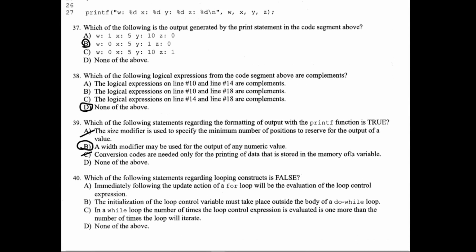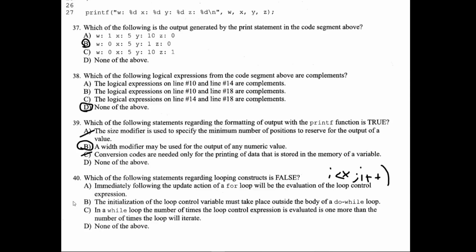Moving on to 40. Which of the following statements regarding looping constructs is false? A, immediately following the update action of a for loop will be the evaluation of the loop control expression. That is true. This would be, for example, the i++ at the end of the for loop, and then it's going to go ahead and evaluate if i is less than x or whatever value you have there.